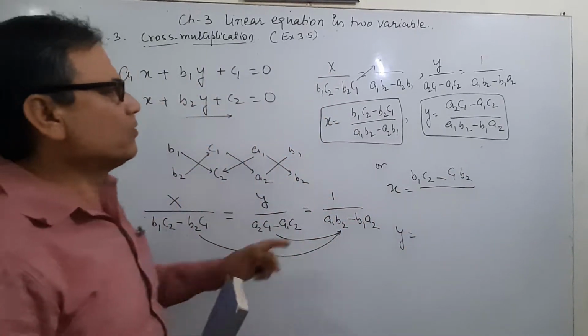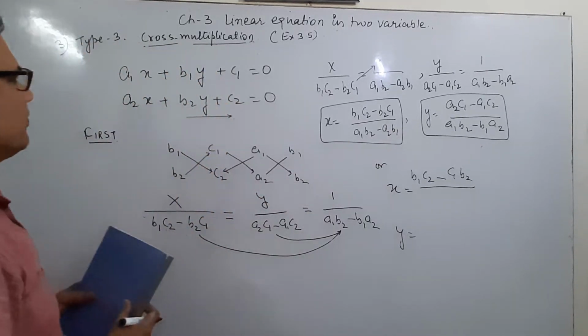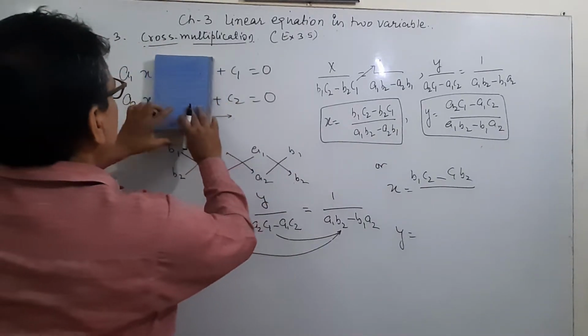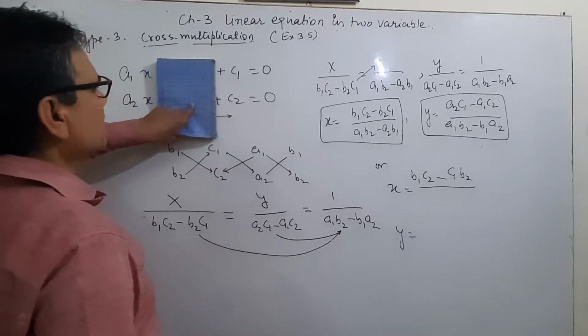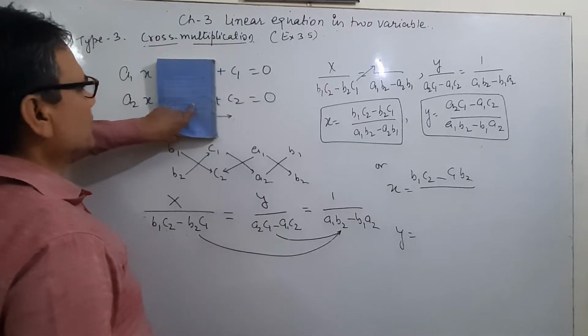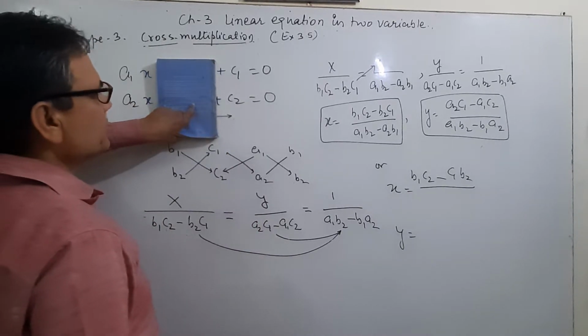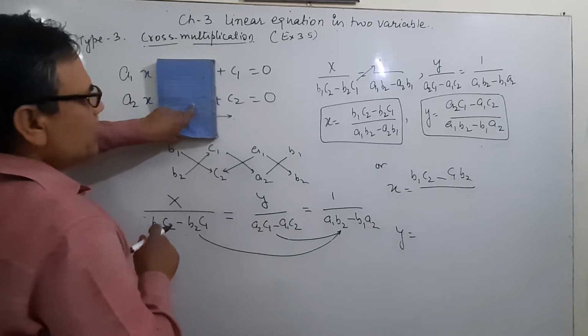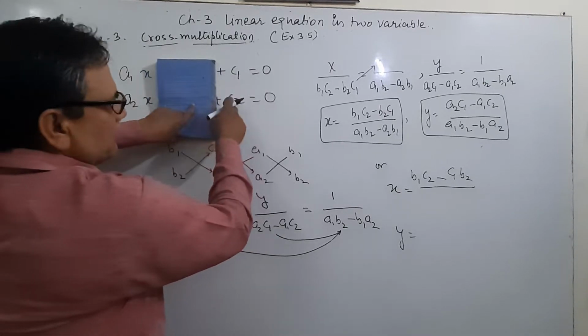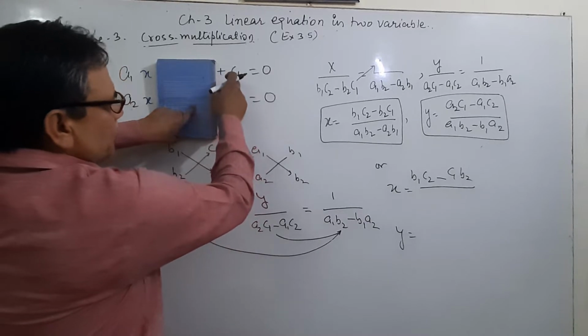And then what do we have to find out? The value of y. For the value of y, we have to eliminate y. We have to cover y. And now the direction is completely changed. Now here, we need not multiply this one first. For this, we have to multiply this one.